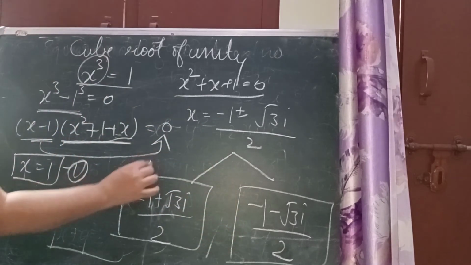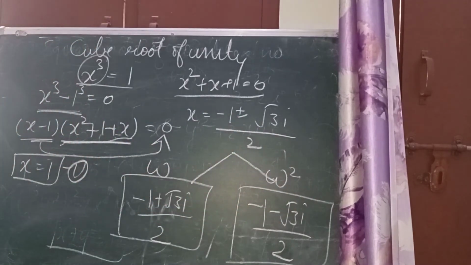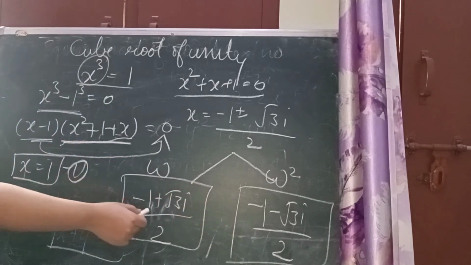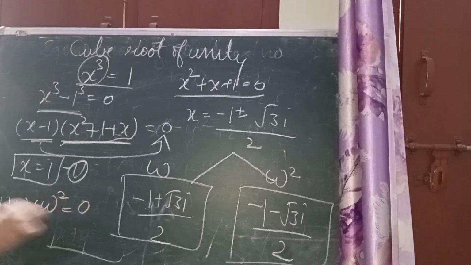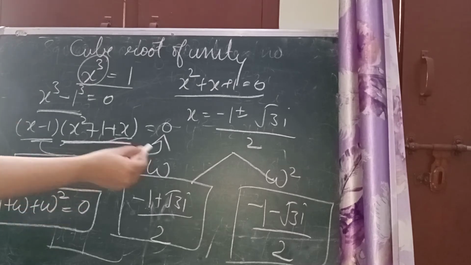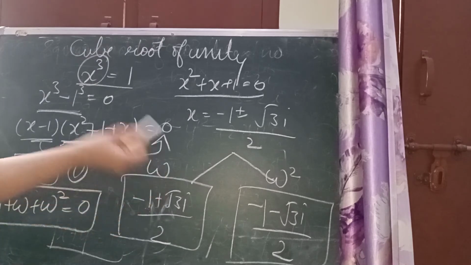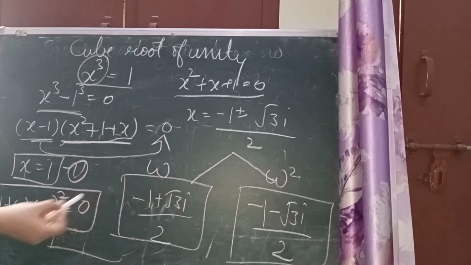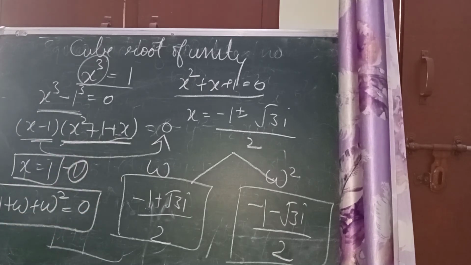So I am denoting it by omega and this one omega square. That means both roots are squares of each other. Another point: if you add these 3 roots, root 1, root 2 and root 3, 1 plus omega plus omega square, you will get 0. These 2 relations you have to remember always. The first relation, that these two roots are squares of each other. The second relation, when we add all 3 cube roots of unity, we get 0.